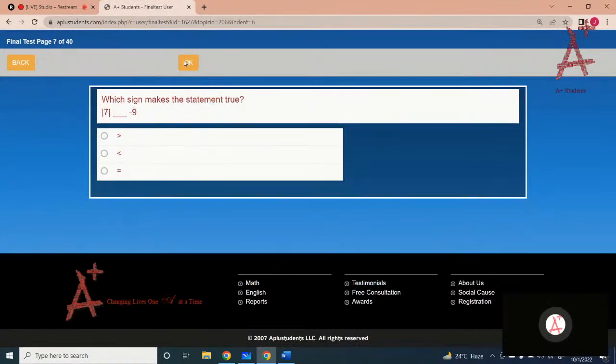Okay, which sign makes the statement true? Absolute value of 7 and negative 9. So absolute value of 7 is 7. And 7 is greater than negative 9 or less than negative 9? 7 is greater than negative 9 because positive numbers are always greater than the negative numbers. Got it? So 7 is greater than negative 9.